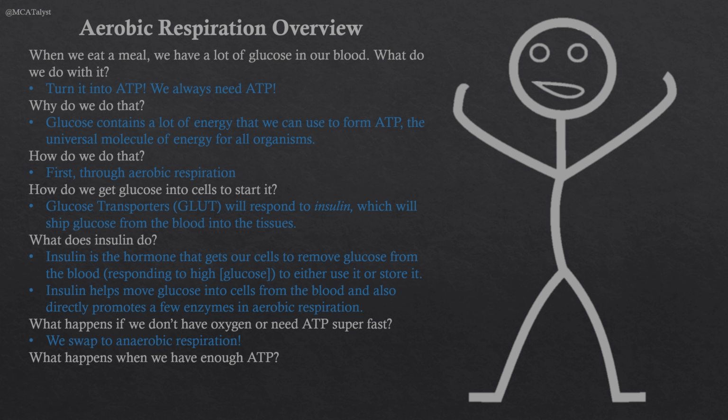So then finally, what happens when we have enough ATP? Then we're going to turn around and instead of utilizing glucose, sending it through aerobic respiration, we're going to store it. This is a process called glycogenesis. There's obviously a separate video dedicated to glycogenesis, but we'll also kind of talk about all of this again in the postprandial / fed state summary as well.